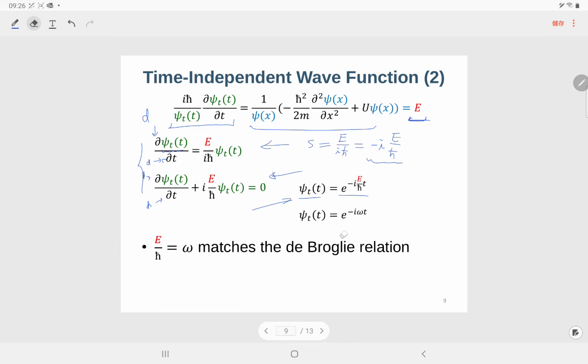So for the t part, we have this one, and it looked a little bit different from before, but actually we know that E is actually H bar omega. E is H bar omega. So finally, we have phi t to be exponential to minus i omega t. We have the time part of the wave function.